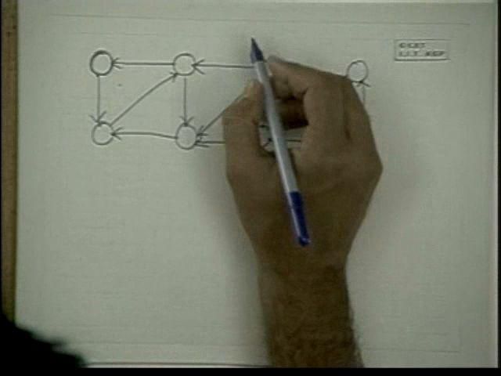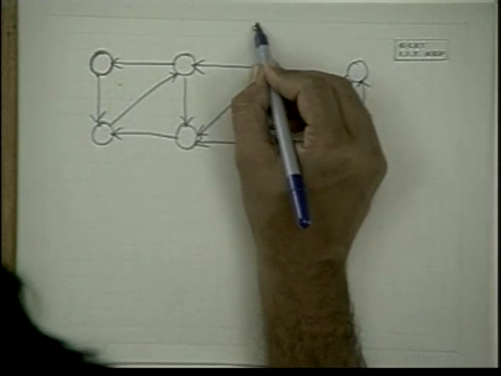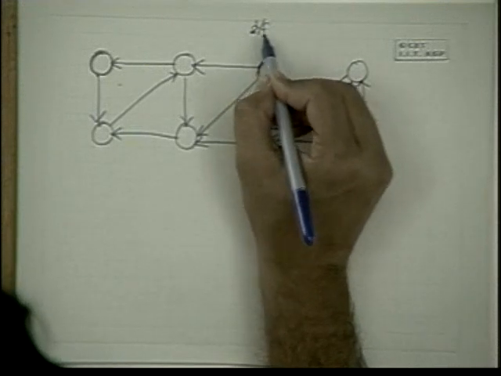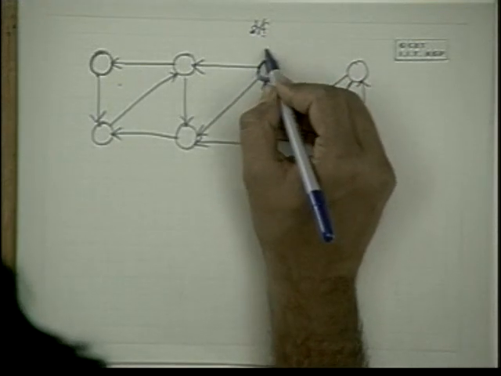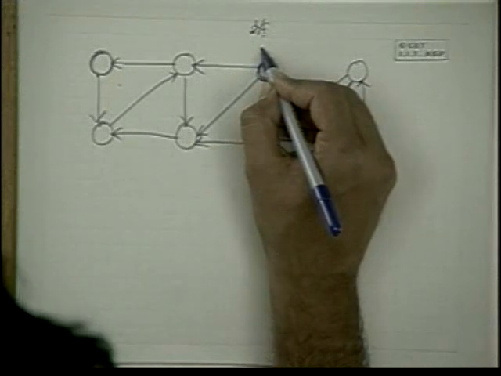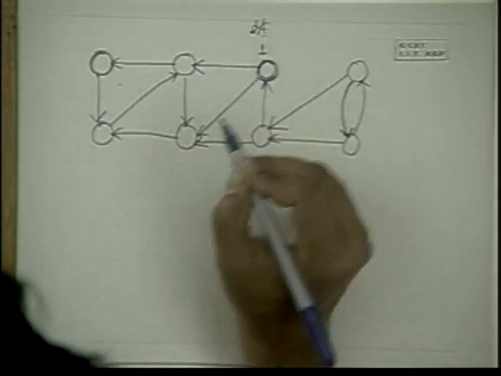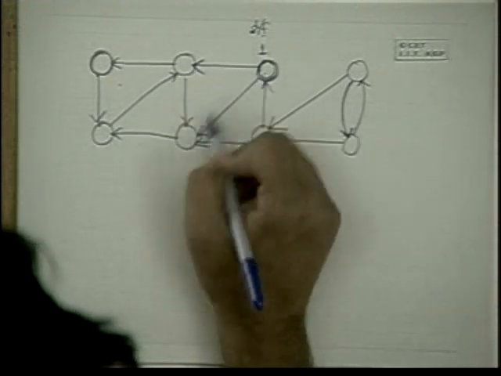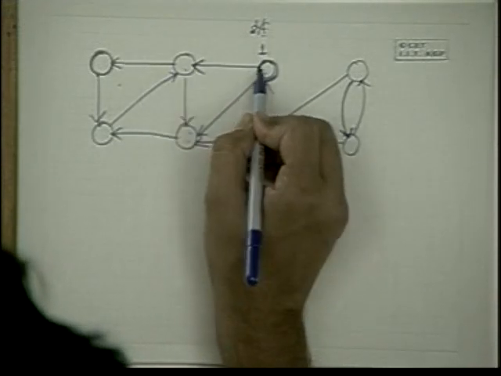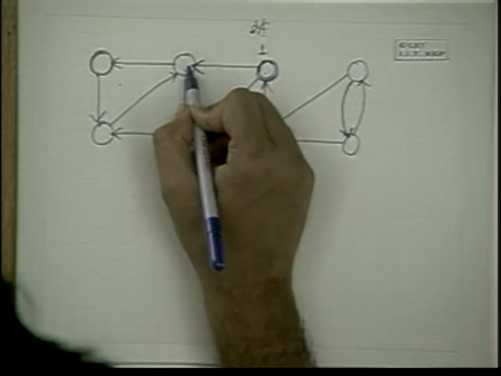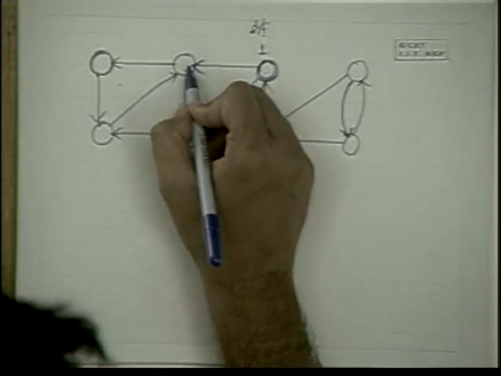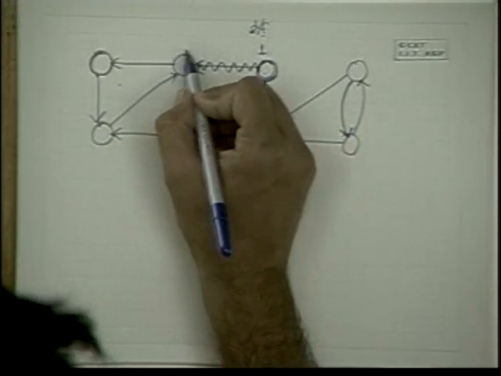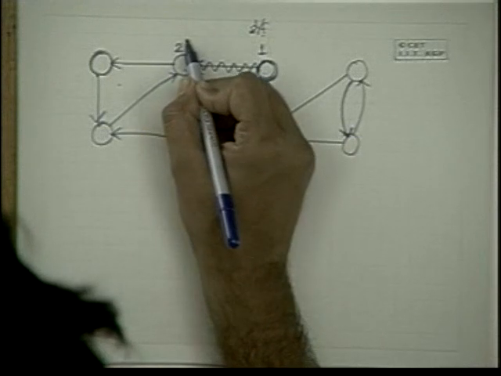I will be representing the starting time and finish time like this, d slash f. Whatever number is here will be the starting time, and whatever number is here is the finish time. So this node has started at time equal to 1. Suppose it has two neighbors. Now suppose it goes to this one first, so it goes here and visits this node using this particular edge, and its timestamp is 2 now.